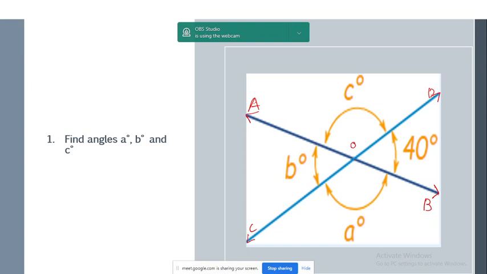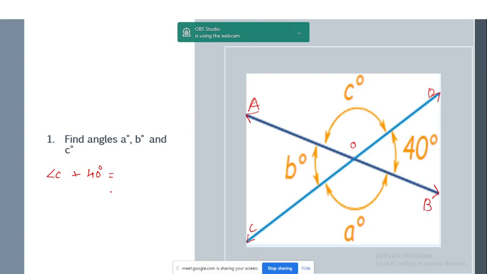Siddhartha, yes, tell me. Ma'am, angle AOD and angle DOB are adjacent angles. Yes, that is angle C and angle DOB, which is 40 degrees. These two angles are adjacent, so what can we say about their sum? 180 degrees. Yes, they will be 180 degrees.